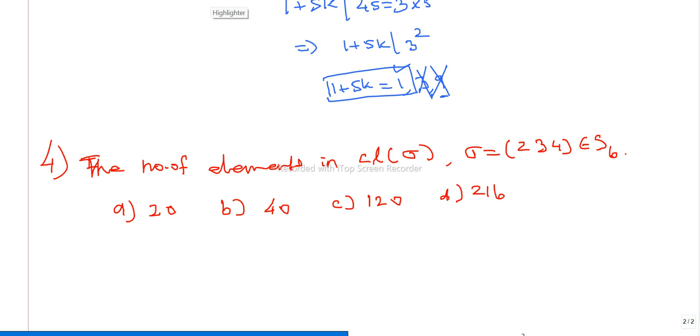We will check now. We know that any two permutations with the same cycle type are conjugate. Here the cycle type is 3, 1, 1, 1.